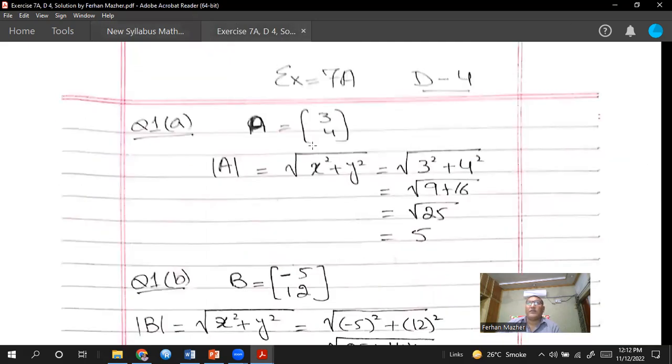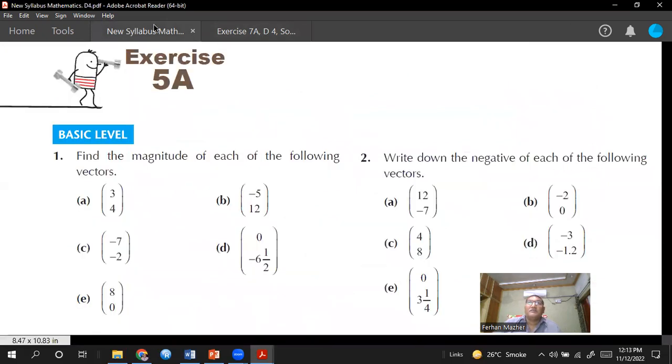Let me call this vector A. This is the symbol for the magnitude of a vector. Magnitude means the length of a vector. How much will be the length of a vector? We call it the magnitude. So the formula is square root of x square plus y square, and it will be square root of 3 square plus 4 square. It will be 9 plus 16, square root of 25, and that will be 5. So that is how you do the first part.